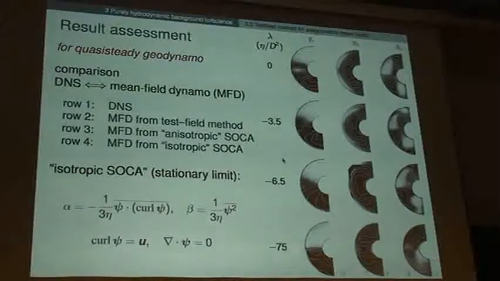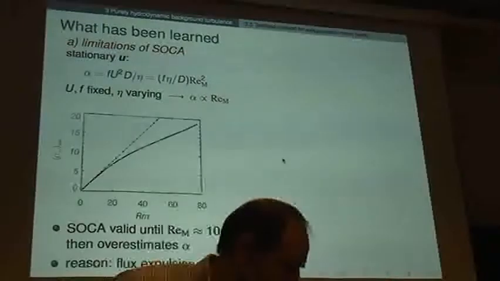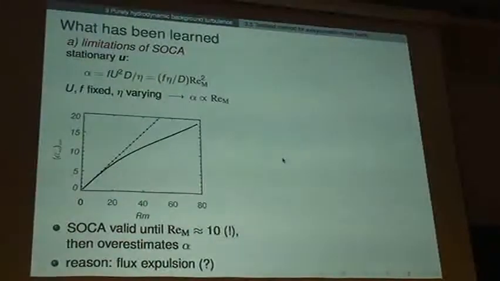And the result is here, and you see that the decay rate is extremely different. So this would not work at all. But this, the third line, the anisotropic SOCA, works surprisingly well in some sense. But of course, not as well as the test field method. And summing up what has been learned, I have to hurry a bit.